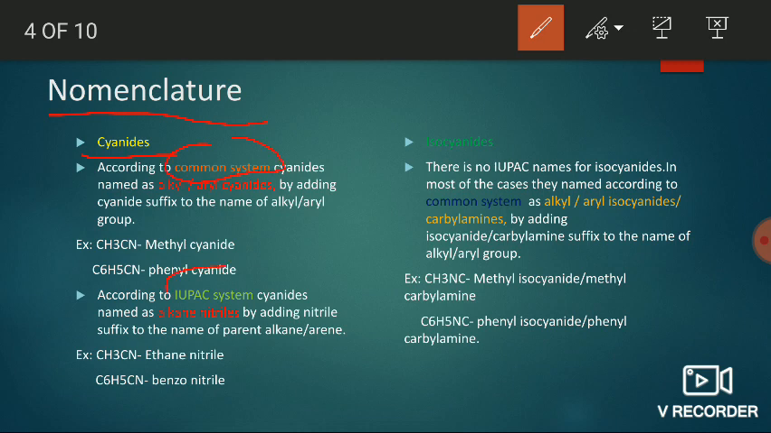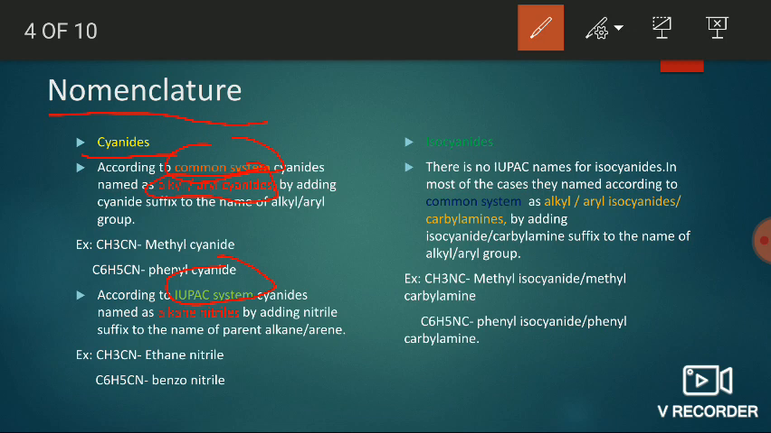The second one is the IUPAC system. In the case of cyanides, according to the common system, cyanides are generally named as alkyl or aryl cyanides by adding the suffix cyanide to the name of the alkyl or aryl radical or group. That is, in order to name a given cyanide molecule according to the common system, we add the cyanide suffix to the name of that particular aryl or alkyl group. Then we get the name of that compound as alkyl cyanide or aryl cyanide.